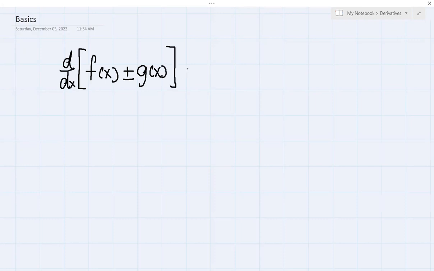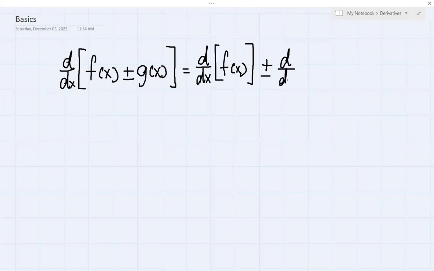So when we say sum and difference rule of differentiation, okay, ito kasi ibig sabihin niya, the derivative of f of x plus or minus g of x is equal to the derivative of f of x plus or minus the derivative of g of x. Yan. There you go.